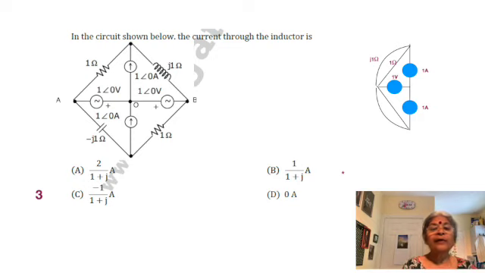Now once it's folded, we have a 1 ohm resistor in parallel with a J1 ohm inductor. Similarly, a minus J1 ohm capacitor is in parallel with a 1 ohm resistor. Now we are in a position to look at each of these sources and what they contribute.